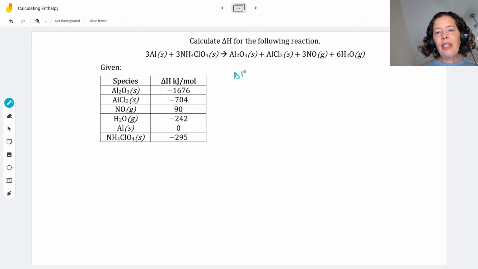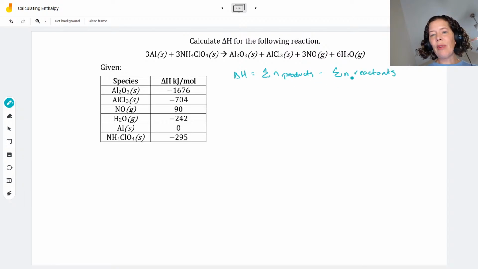To calculate delta H for this, when you're given your delta H for all of your species, you're going to do the sum of your products, but you need to include your stoichiometric coefficients in front of them. So it's the sum of n of the products minus the sum of n of the reactants. And I should specify this a little bit more: these are the delta H's for all of these species.